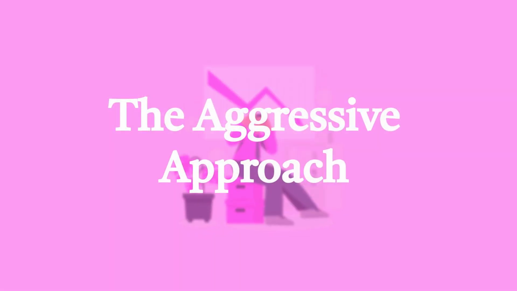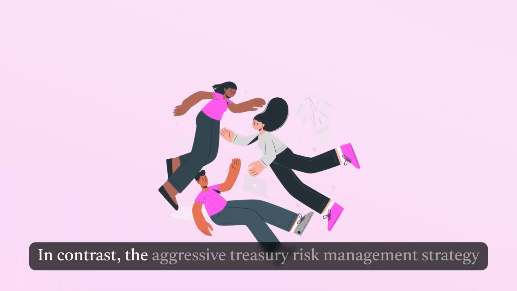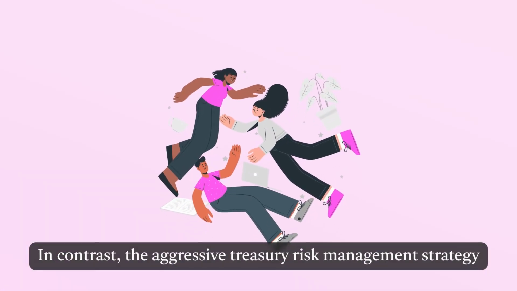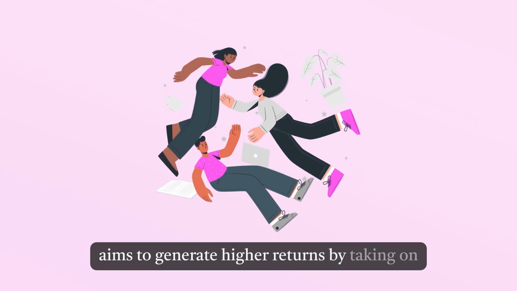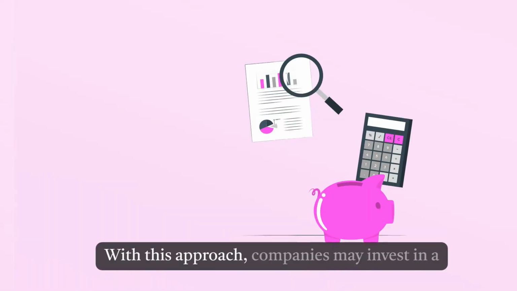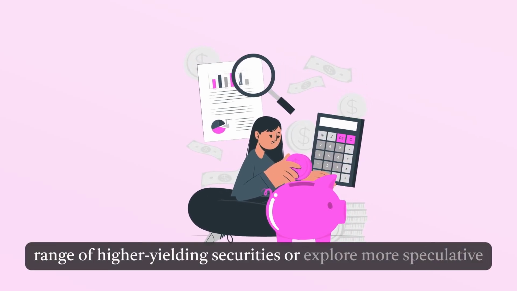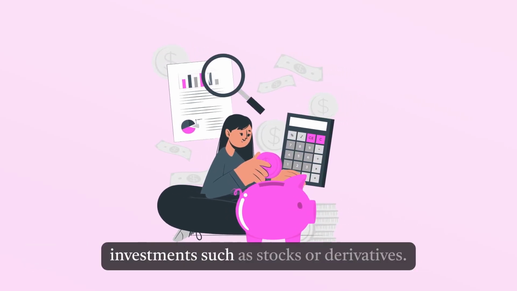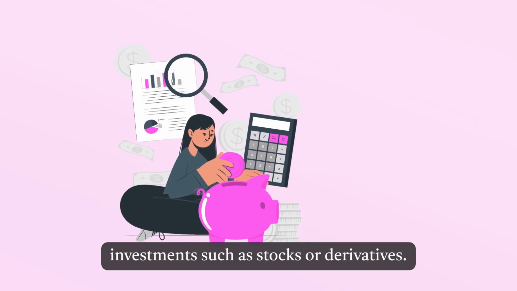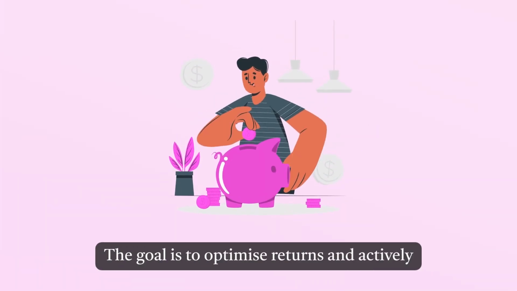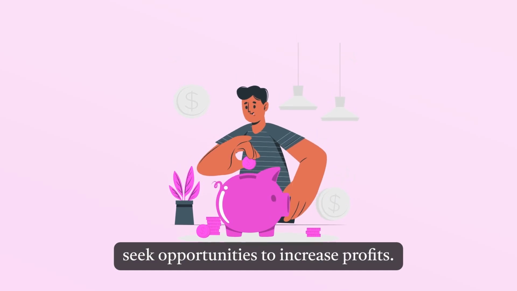The aggressive approach. In contrast, the aggressive Treasury risk management strategy aims to generate higher returns by taking on more risk. With this approach, companies may invest in a range of higher-yielding securities or explore more speculative investments, such as stocks or derivatives. The goal is to optimize returns and actively seek opportunities to increase profits.